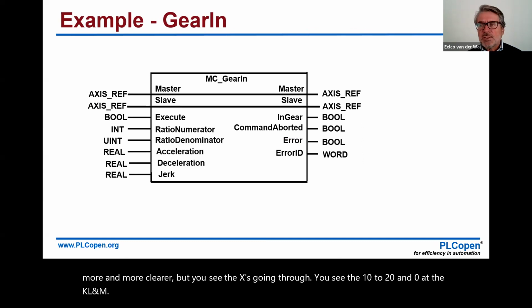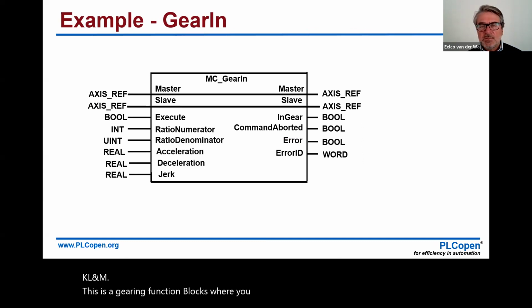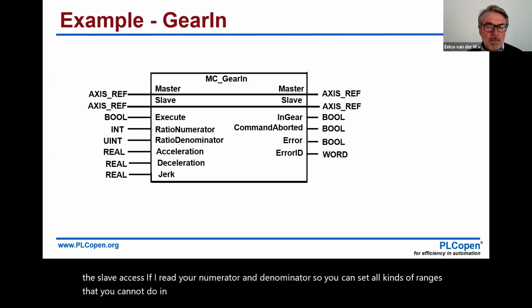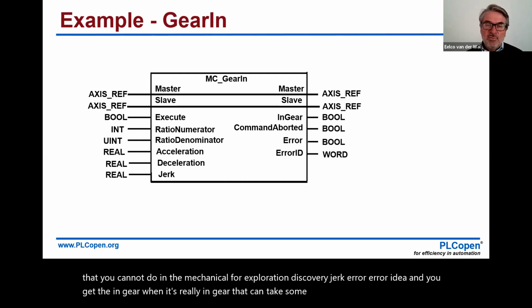This is a gear in function blocks where you have a relation between the master and the slave axis. They have a ratio numerator and denominator, so you can set all kinds of ranges that you cannot do in a mechanical form. Acceleration, deceleration, jerk, error ID, and you get the InGear when it's really in gear. It can take some time before the slave follows the master.